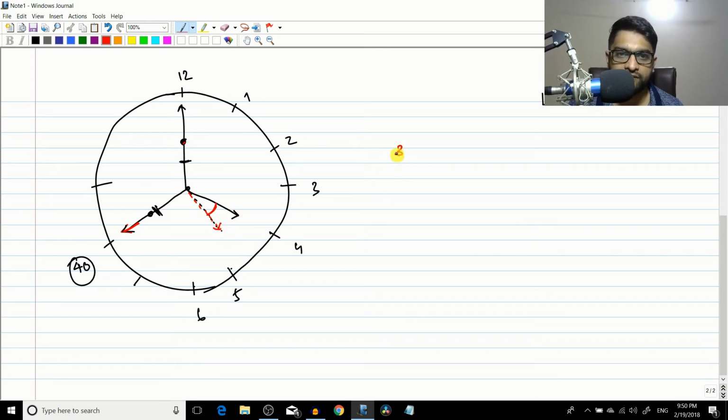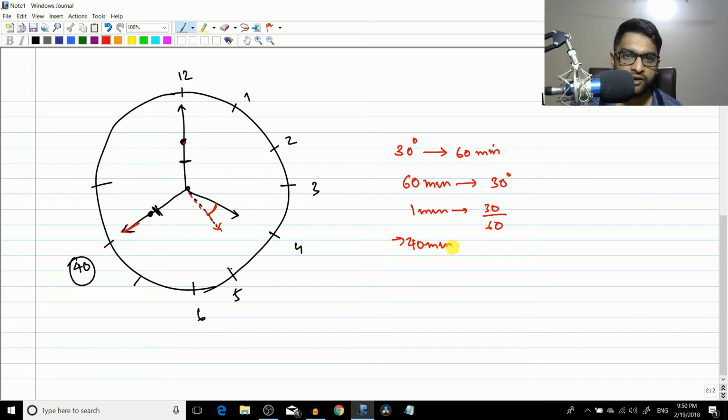The hour hand will cover 30 degrees in how many minutes? 60 minutes, right? So I'll just write it in reverse. In 60 minutes, it covers 30 degrees. So in 1 minute, it will cover 30 by 60. That means in 40 minutes, the hour hand will cover 30 by 60 into 40. And that answer is 20 degrees. So this angle will be 20 degrees.